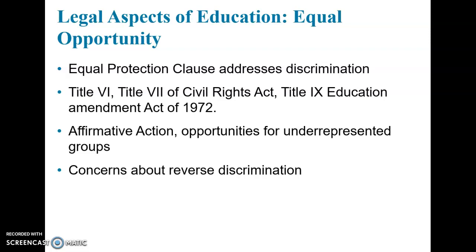Title VII: it shall be unlawful employment practice for an employer, one, to fail or refuse to hire or to discharge any individual or otherwise to discriminate against any individual with respect to compensation, terms, conditions, privileges of employment because of such individual's race, color, religion, sex, or national origin; or to limit, segregate, classify his employees or applicants for employment in a way which would deprive or tend to deprive an individual of employment opportunities.